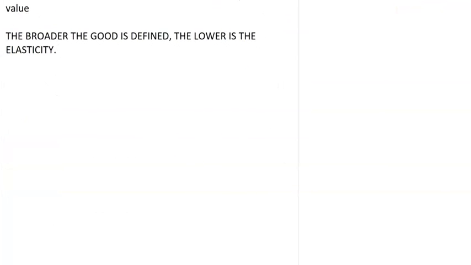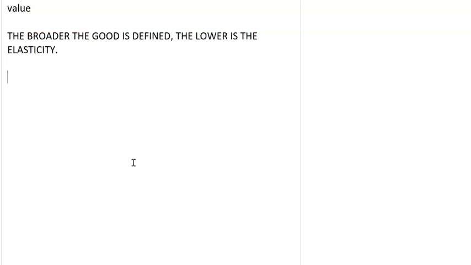Now let's look at some of the types of elasticity that we have. Depending upon the curve, we may have different types of elasticity.